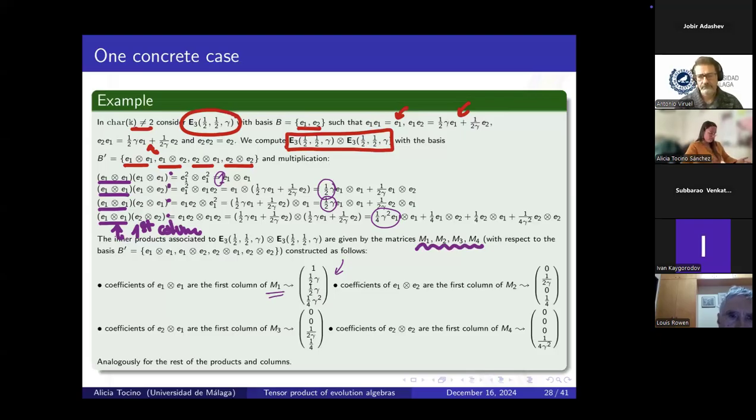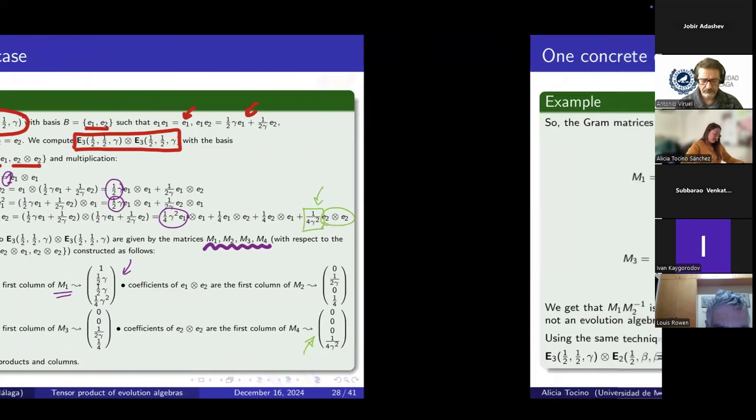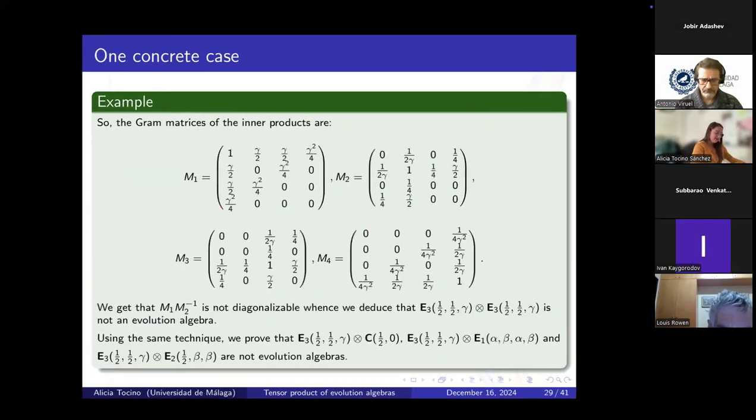If we want to compute M4, then we have to focus on E2 times E2, and we take the coefficients of E2 times E2. The only one that survives is this, and this is how we construct it. Analogously, we can get the rest of the products and the rest of the columns. So the Gram matrices of the inner products are the following: M1, M2, M3, and M4.